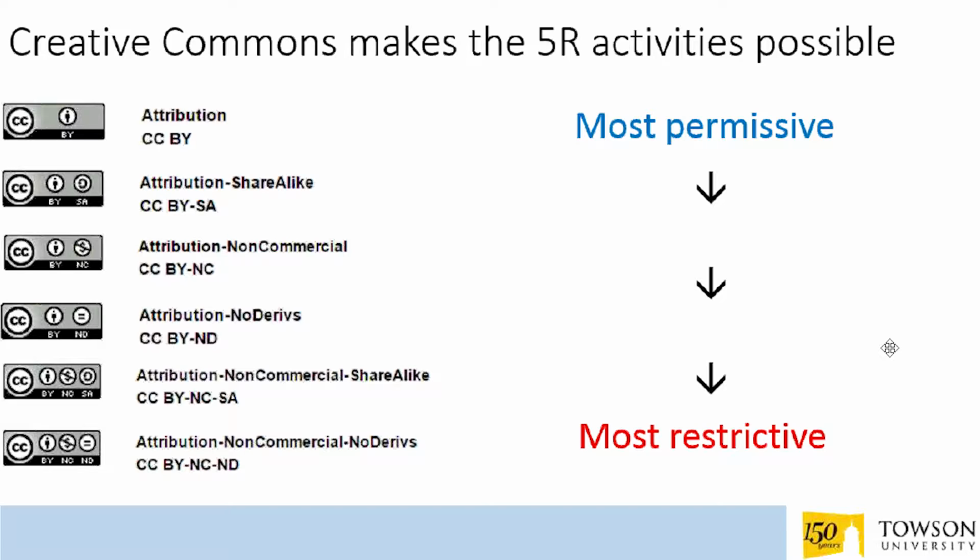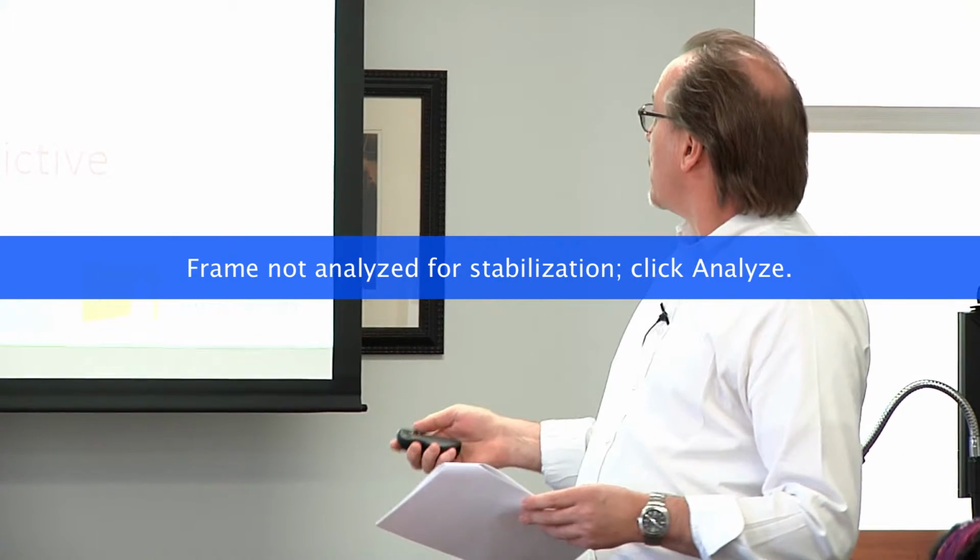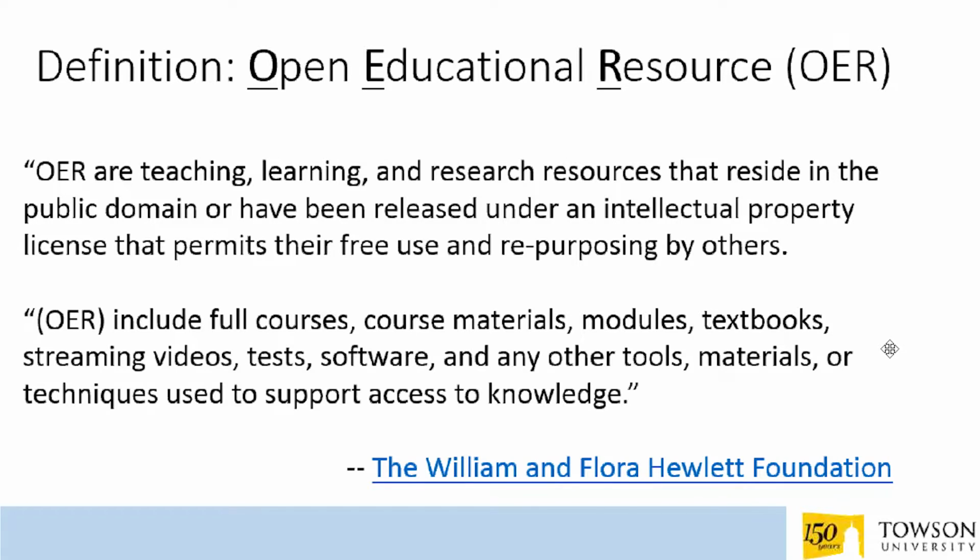And then we go down the line to the various, getting down to the most restricted, which is the attribution, non-commercial, no derivatives. So that means you have to attribute the creator of the work. You can only use it for non-commercial purposes, and you cannot create any derivative works based upon it. Okay, so now getting down even further. We went from open content, now we're getting down to open educational resources.